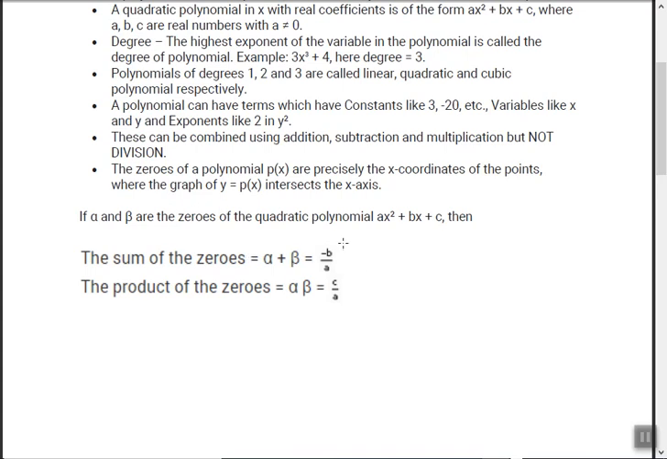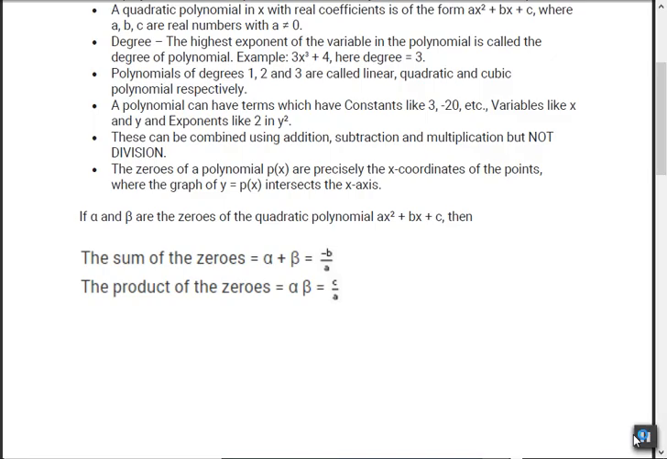So alpha plus beta equals minus b upon a. Minus b means the middle term, and that also with reversed sign, and upon a. If in the equation it's minus b first, then it will be plus b upon a. Similarly, alpha beta equals c upon a.